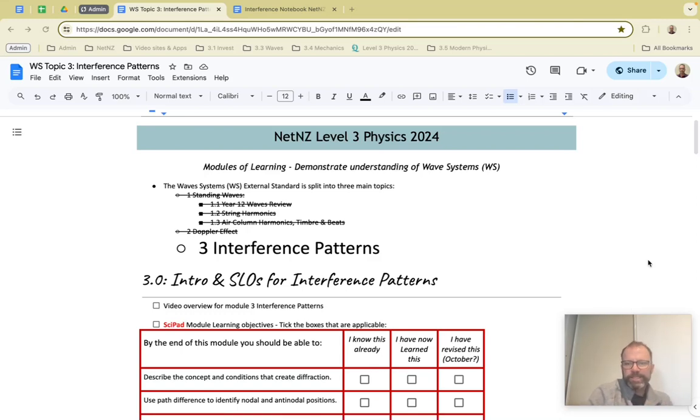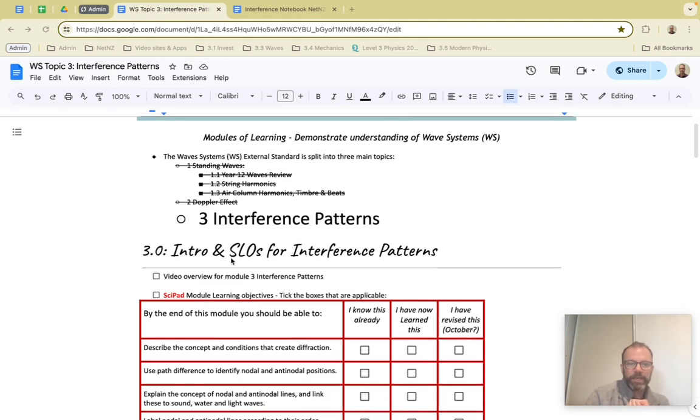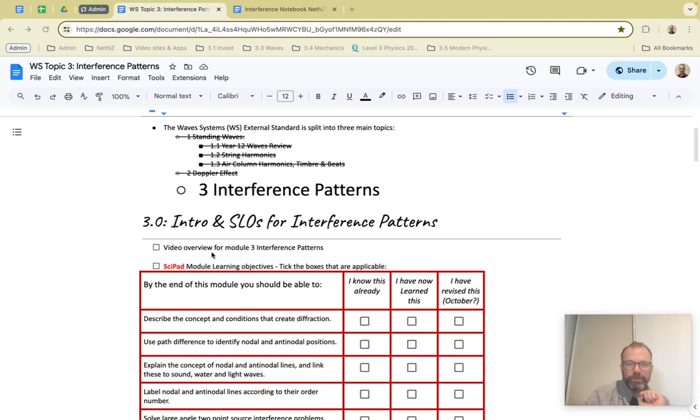Okay, folks, this is the overview for the final module in the wave systems external. Prior to this, you've worked through module 1, which was standing waves: Year 12 review, string harmonics, air column harmonics, timbre, and beats. The second one was Doppler effect. And this is the third one. I'm going to call it interference patterns. So this video you're watching should be right here.